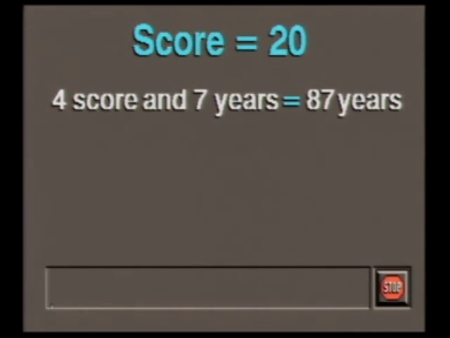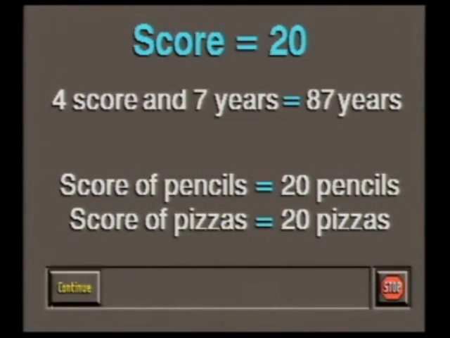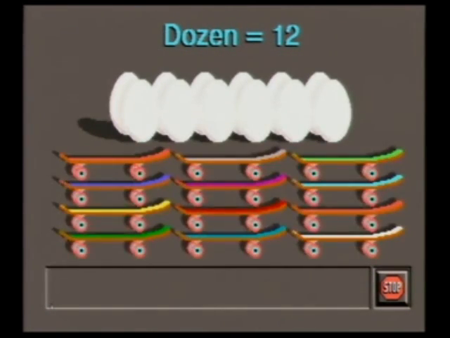87 years. But a score doesn't have to refer to years. You could have a score of anything, like a score of pencils or a score of pizzas. A score is just a certain amount. Like a dozen is always 12, whether it's a dozen eggs or a dozen skateboards.